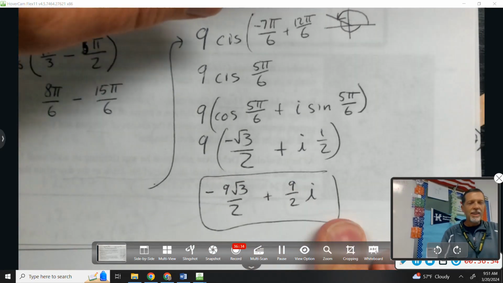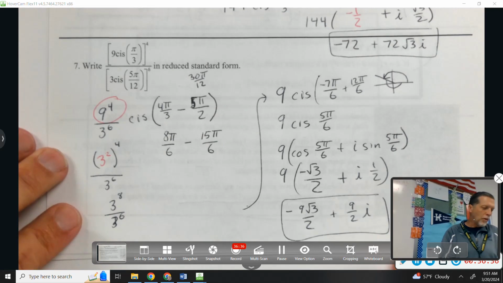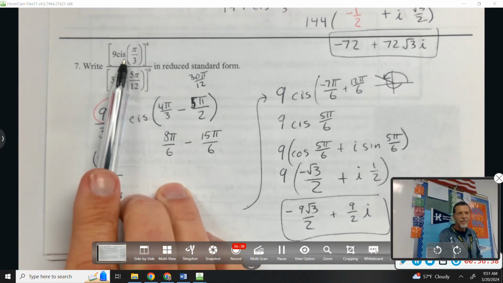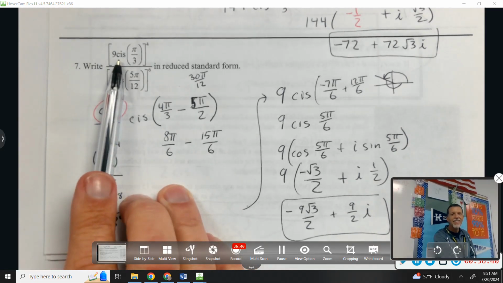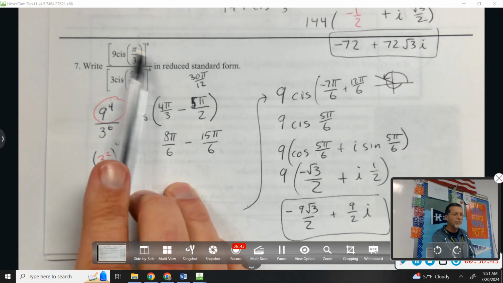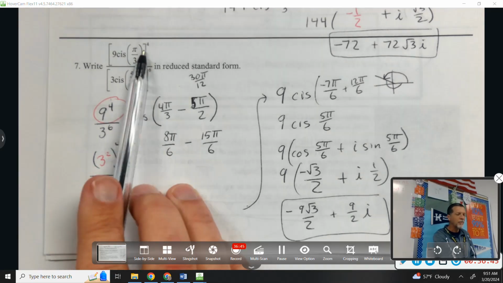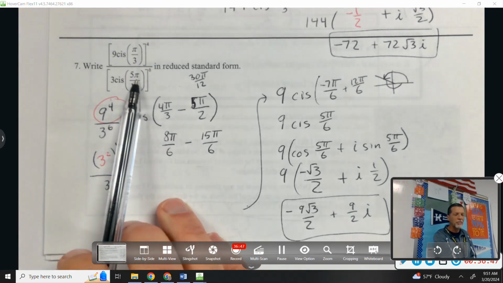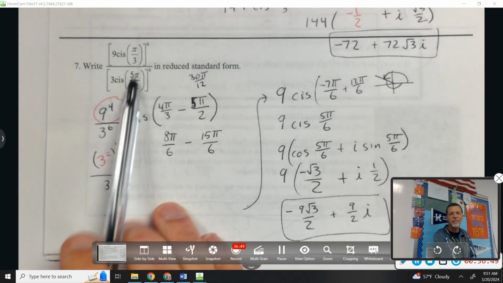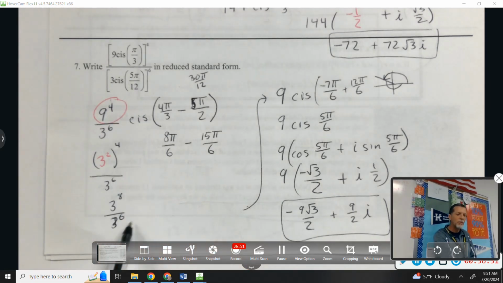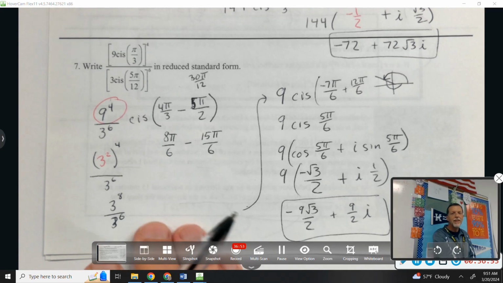Okay. Yes, that was a lot of work. Think about what it would have taken without that shortcut. Like 9 to the 4th. I don't know what 9 to the 4th is. And then I'd have to multiply that out 4 times and multiply the bottom one out 6 times. And then, no. Like, that's why we really like this DeMoivre's shortcut.